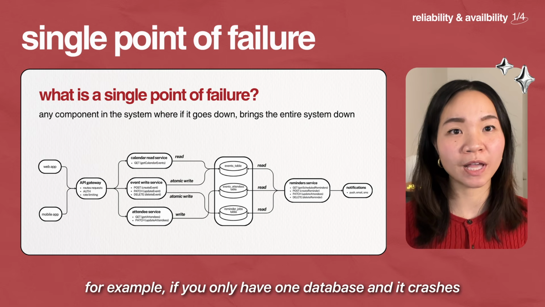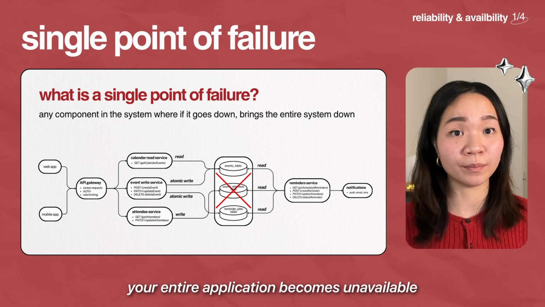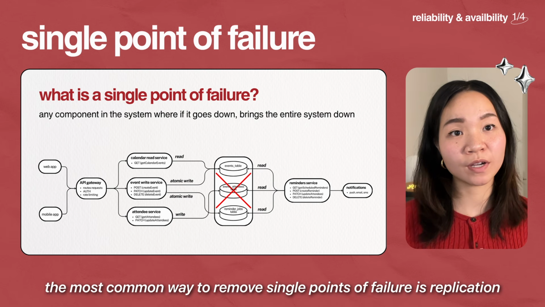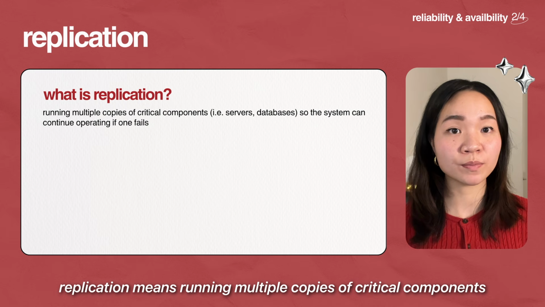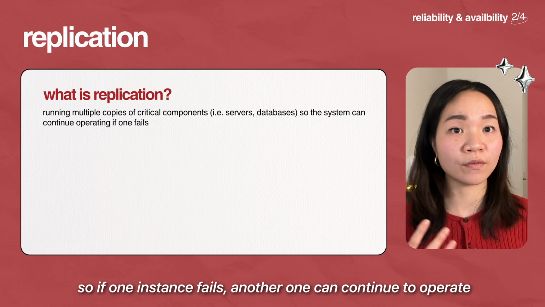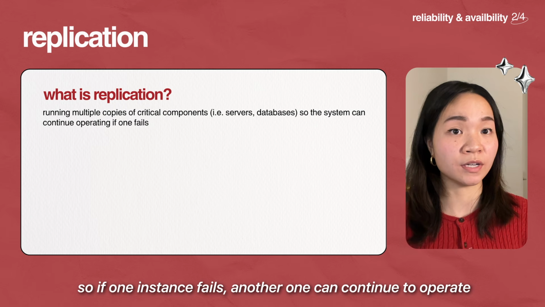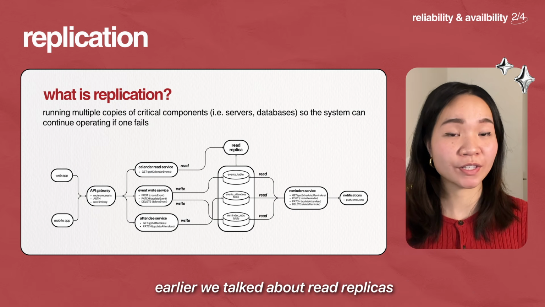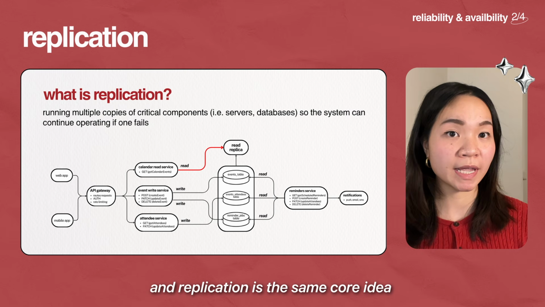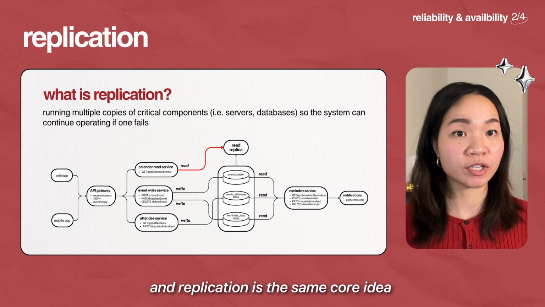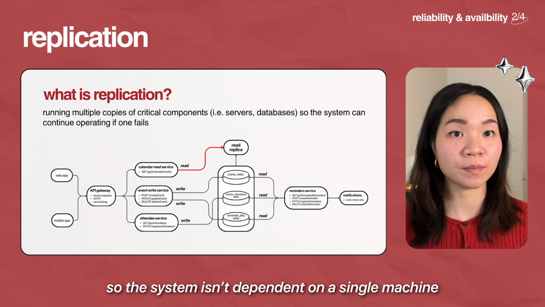For example, if you only have one database and it crashes, your entire application becomes unavailable. The most common way to remove single points of failure is replication. Replication means running multiple copies of critical components like servers or databases, so if one instance fails, another one can continue to operate. Earlier, we talked about read replicas in the context of database reads, and replication is the same core idea, which is having multiple copies so the system isn't dependent on a single machine.